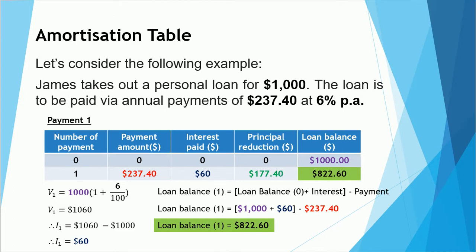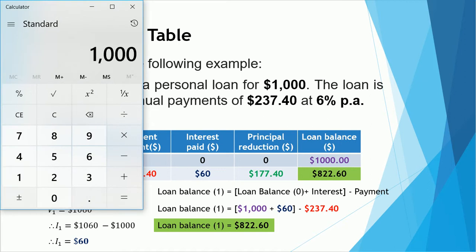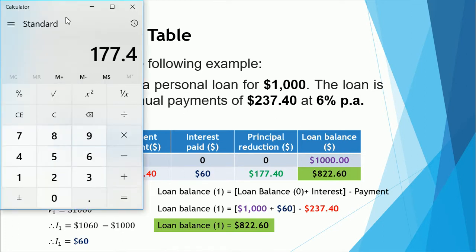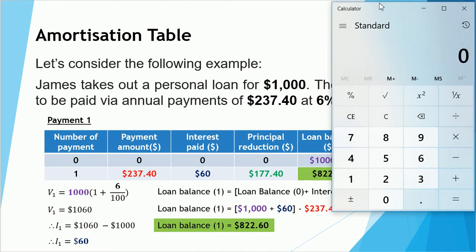We can check that quickly enough. Okay, $1,000 taking away $822.60, which gives us our $177.40. That can also be calculated by simply looking at the amount we paid off and subtracting the interest we've had to pay. So again, I clear my calculator. I've got a payment of $237.40, and I subtract from that the $60 that we have to use to pay interest. That means I am reducing the principal by $177.40.